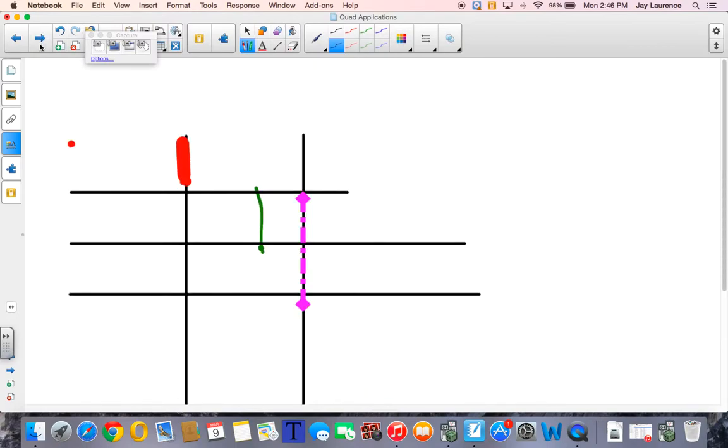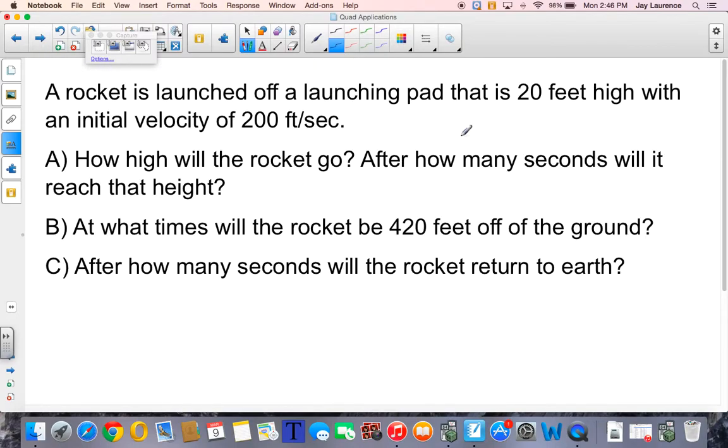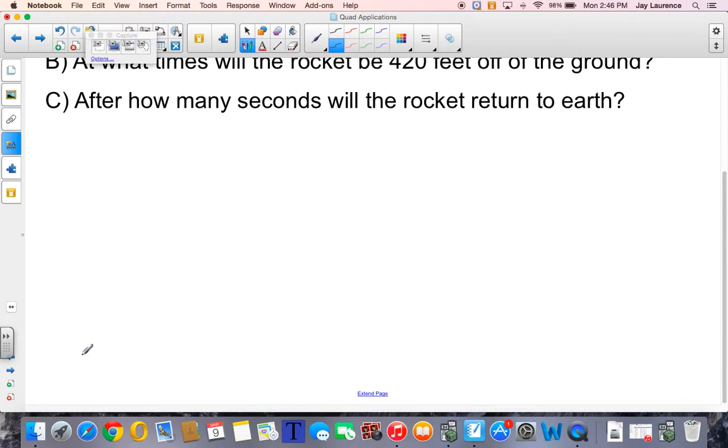Okay, let's try another one here. Let's try this one, and then the bell is going to ring on me. A rocket is launched off a launching pad that is 20 feet high with an initial velocity of 200 feet per second. Well, it's time for a picture. Here's my launching pad, and I know that's 20 feet. And I need a rocket, so something like that.